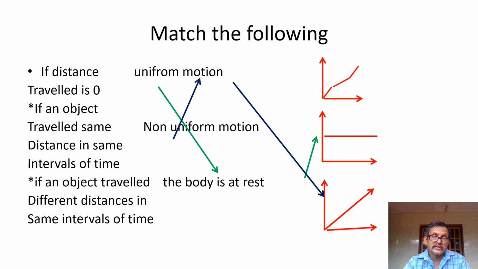Next, the remaining one. If an object travels different distances in the same intervals of time, then that is called non-uniform motion. The graph for non-uniform motion is a curved line like this. I think you are clear about this. If a graph is given, you can analyze what is uniform motion, non-uniform motion, and when the body is at rest. And also you are clear about how to sketch the graph if time and distance traveled are given.